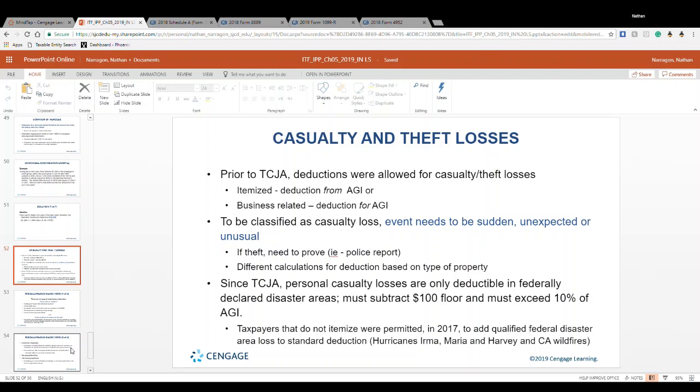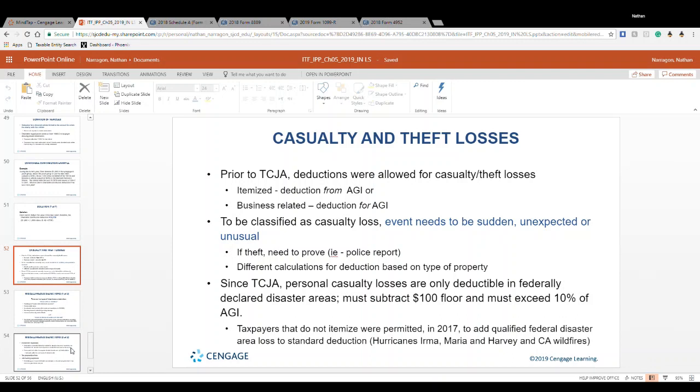So casualty and theft losses. Here we go. This is back when Hurricane Harvey hit. If you lost anything, you had a casualty and theft loss. So you experienced some of this already. If not, mostly this happens when something really bad happens.